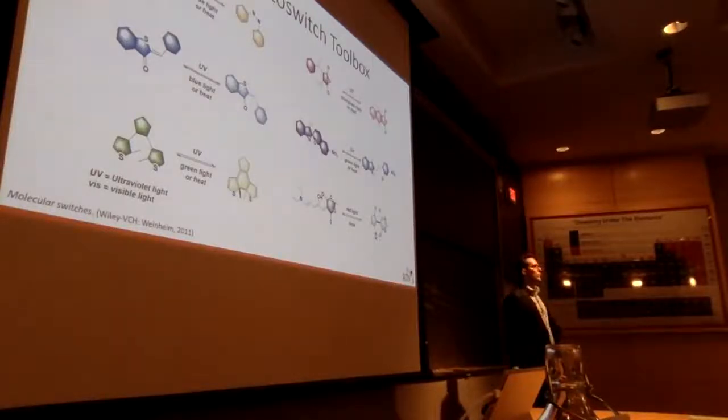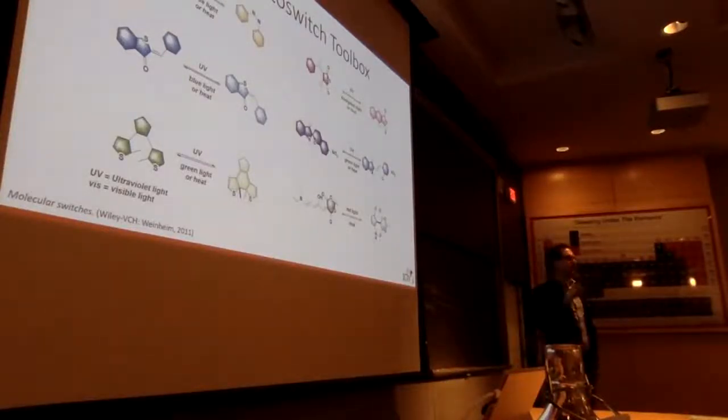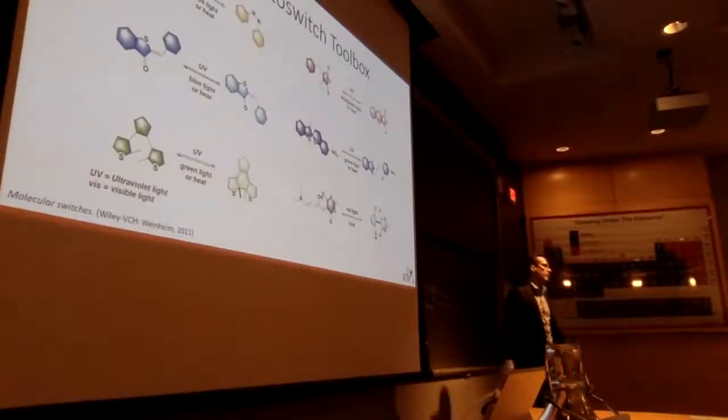And so if you want to make drugs with a certain geometry so that it fits into an enzyme, we can choose different photoswitches for our purposes. So you can really think of this as a toolbox that you can go back to and use the tool that you want for your own purposes.